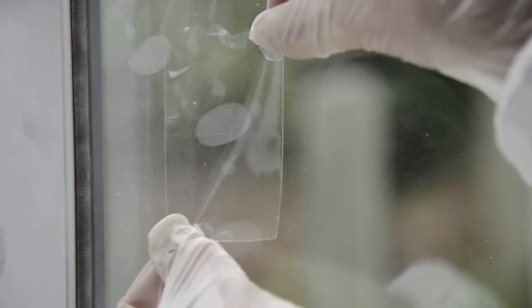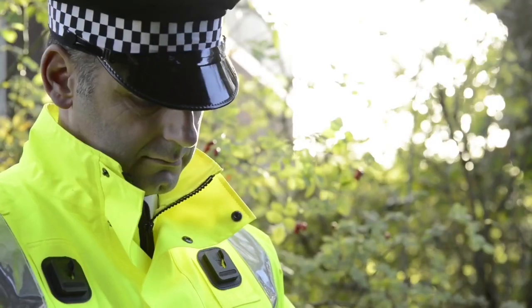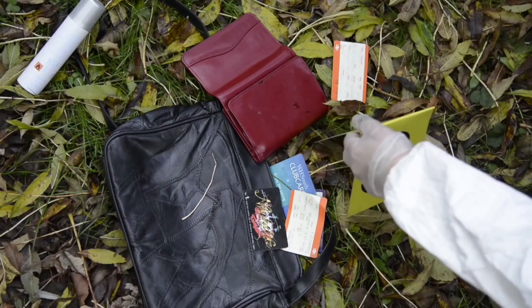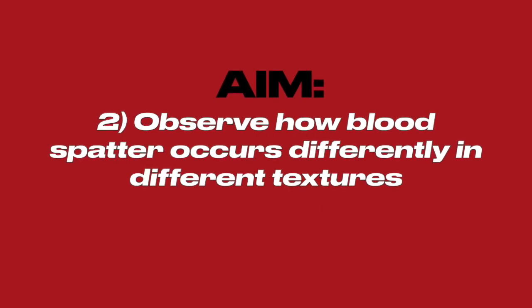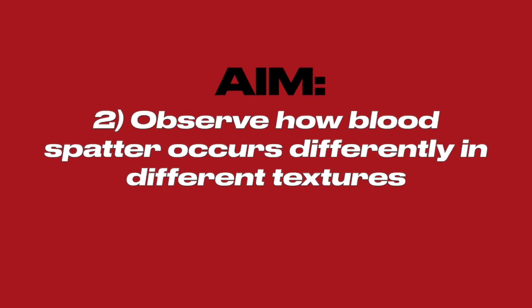Forensic science has become a hot topic due to television shows like Law and Order and CSI: Crime Scene Investigation, that is attracting numerous students into this glamorous topic. Today, our aim is going to be to investigate how, in the field of forensic science, the size of blood splatters correlates to the distance from which the blood fell. And second is going to be to observe how blood splatters occur differently in different textures.